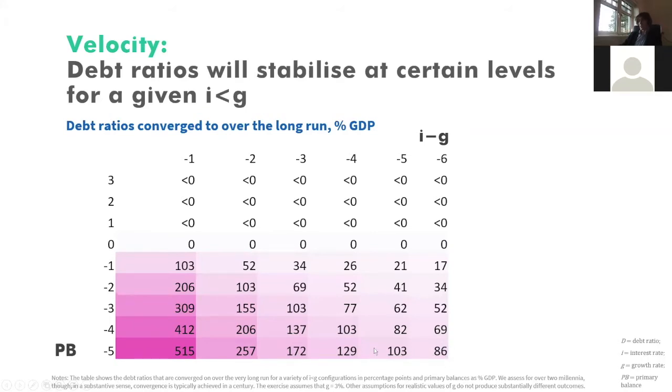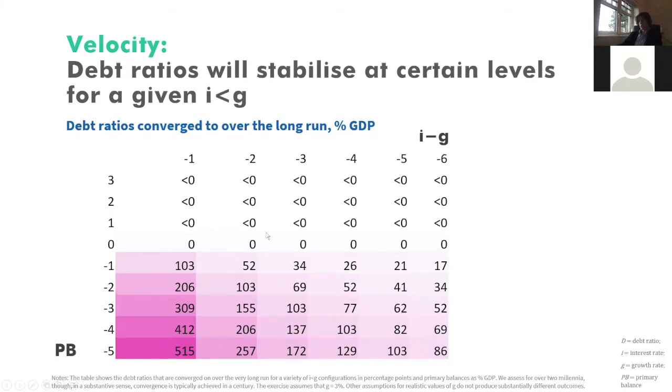And it gets worse then, or you get to a higher stable debt ratio as you run larger primary deficits at weaker I minus G configurations. So if I is still less than G, but not very much so, you'll see that actually you might stabilize at a 515% of GDP debt ratio for a 5% deficit. And this can be seen across the board when you draw it out to the limit.